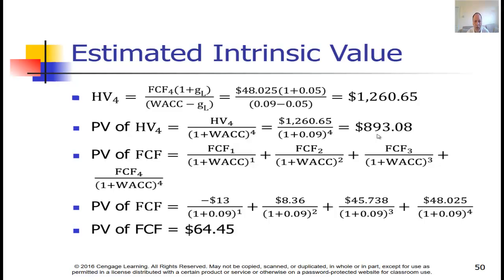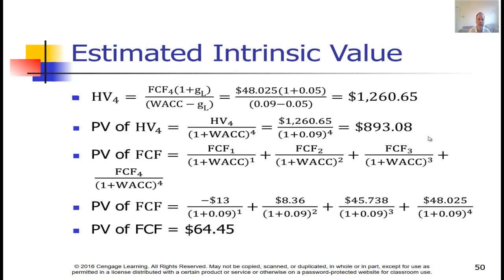The present value of the free cash flows before the horizon value is minus 13, 8.36, 45.738, and 48.025, each divided by 1 plus WACC to the power of the year in which those cash flows take place. That is minus 13 over 1.09 to the first, 8.36 over 1.09 squared, 45.738 over 1.09 cubed, plus 48.025 over 1.09 to the fourth. So the present value of the free cash flows is 64.45.